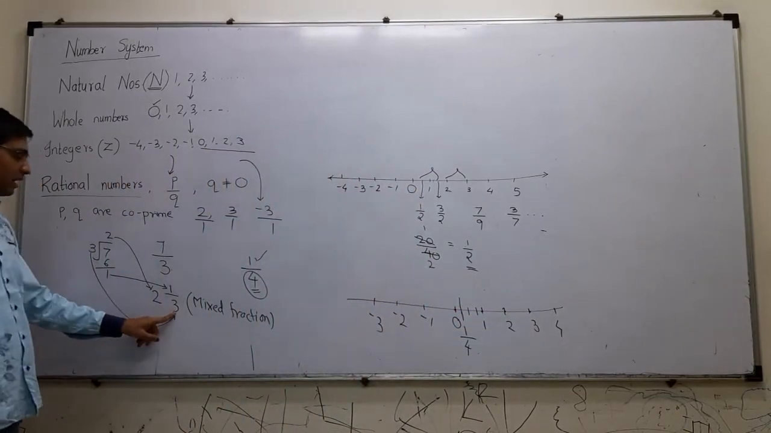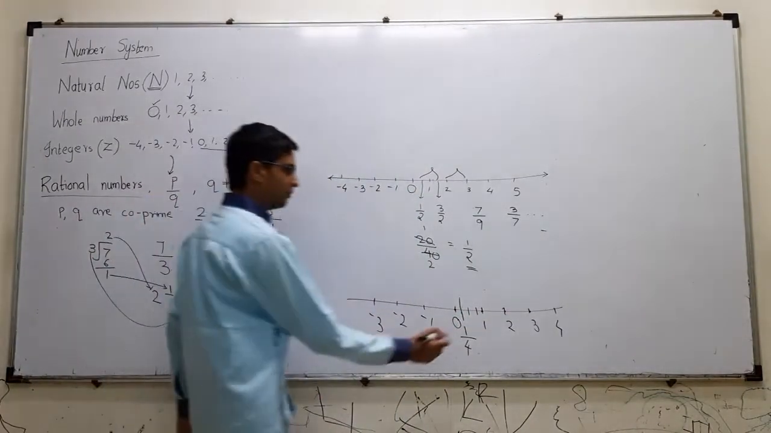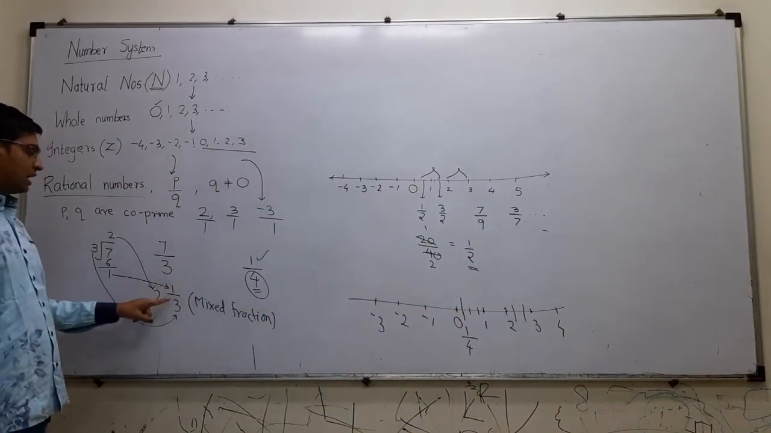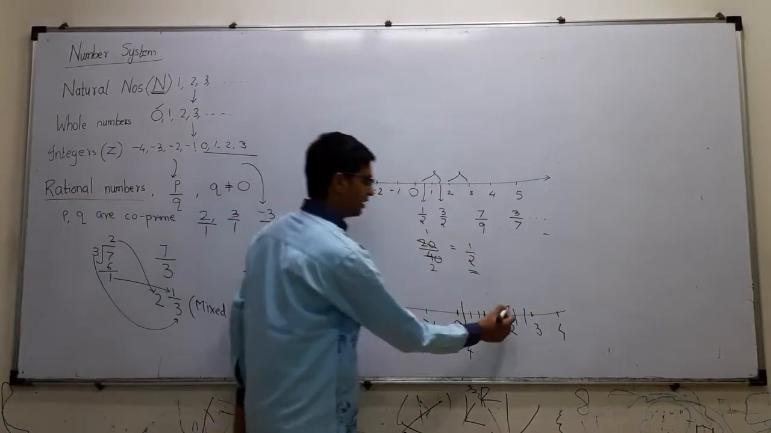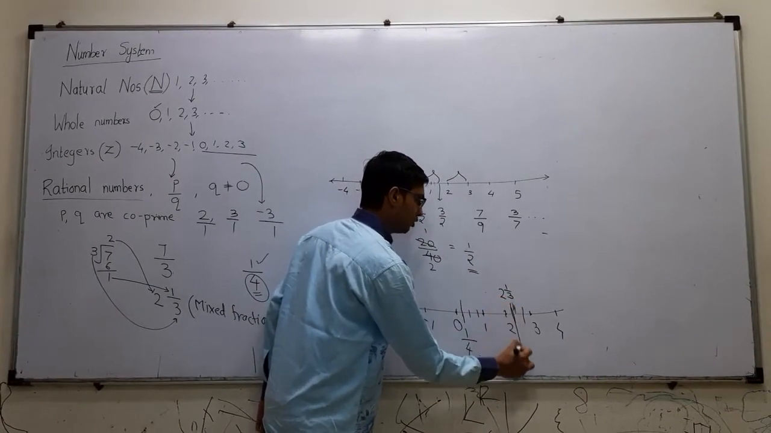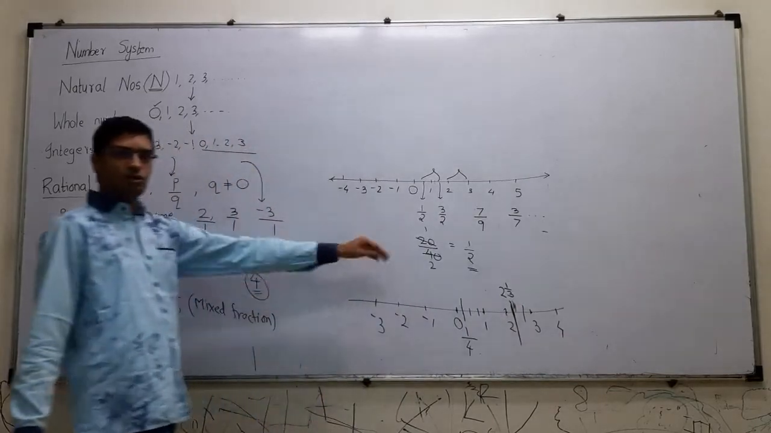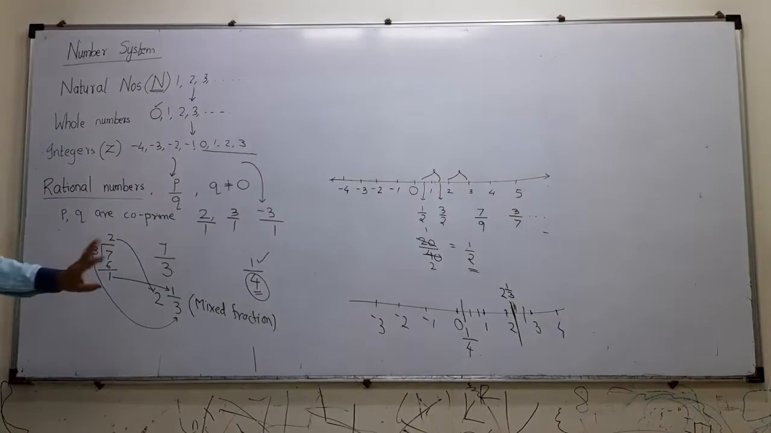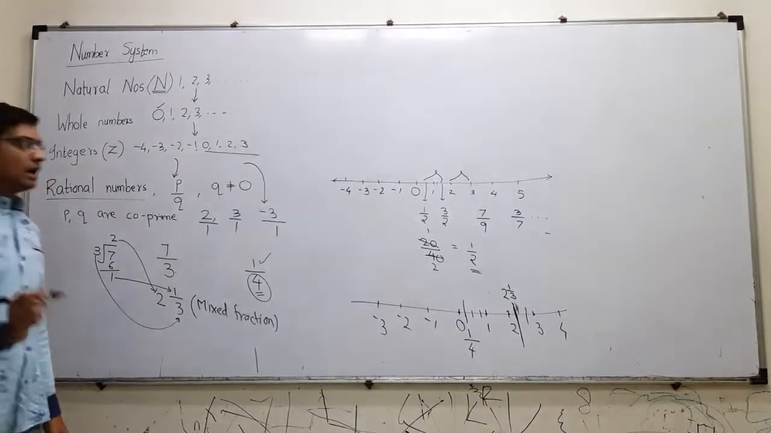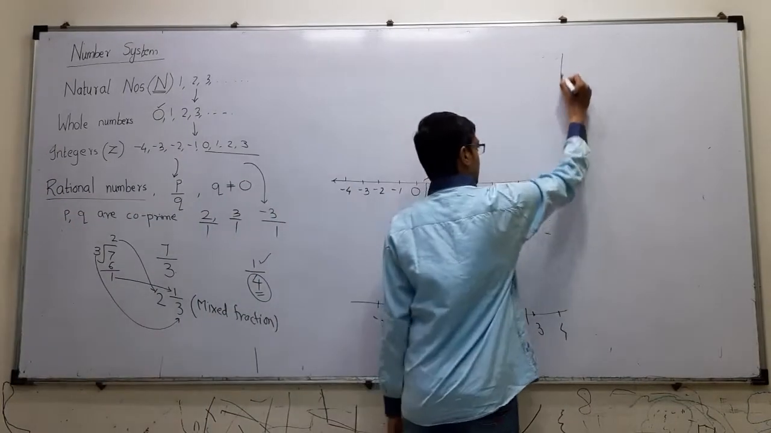How many parts will I make? 3 parts. So I'll make 3 parts: 1, 2, 3. So the first part will be 1 by 3, so this will be 2 1 by 3. I hope you are getting it. Nobody asked to plot a number line; just for basics I have done. Otherwise no need. Now what questions will be asked?